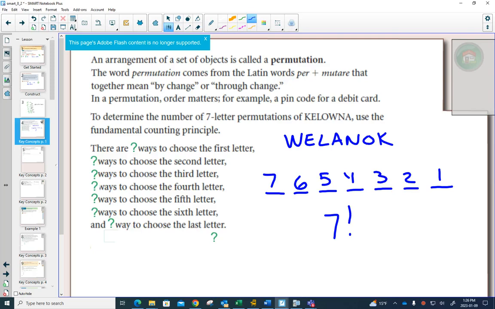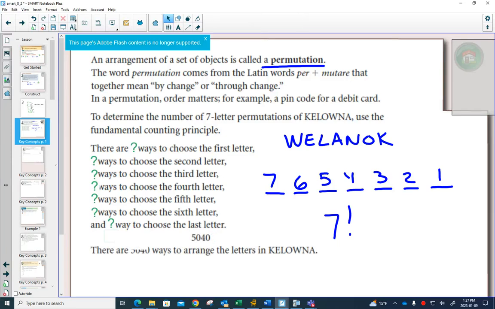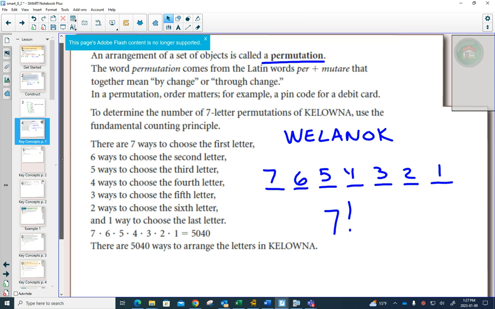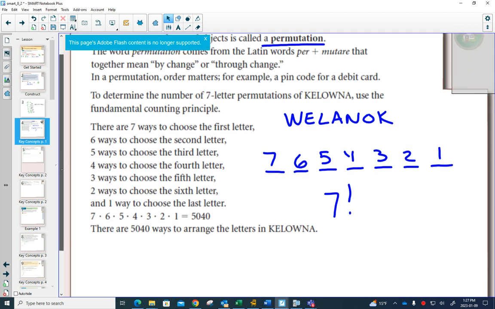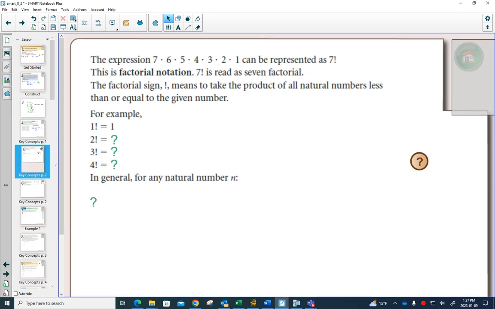So when we are rearranging things, and you're not allowed to repeat something or use it again, that is called a permutation. So what we just figured out was how many permutations there are of the word Kelowna. There would be 7 factorial, or 5,040.